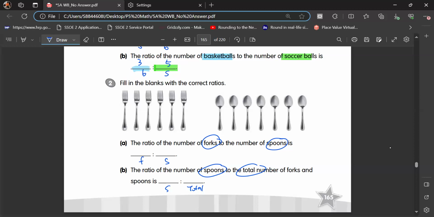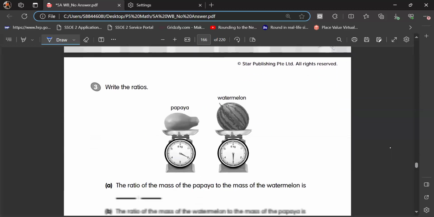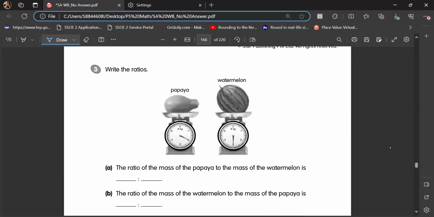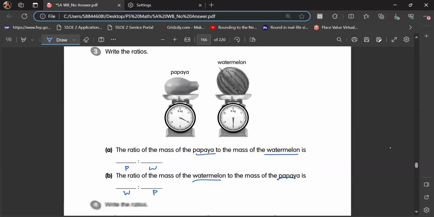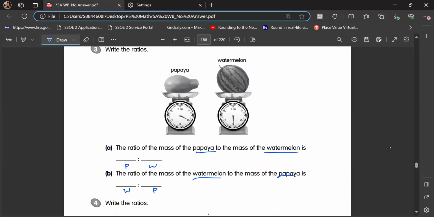So I write down the notations at the bottom. Okay? Then moving on. Now, here. Papaya to watermelon. Watermelon to papaya. These little annotations will not take you so much time, but it has a lot of impact on your brain. Okay, because your brain will start to collect these little bits of information.